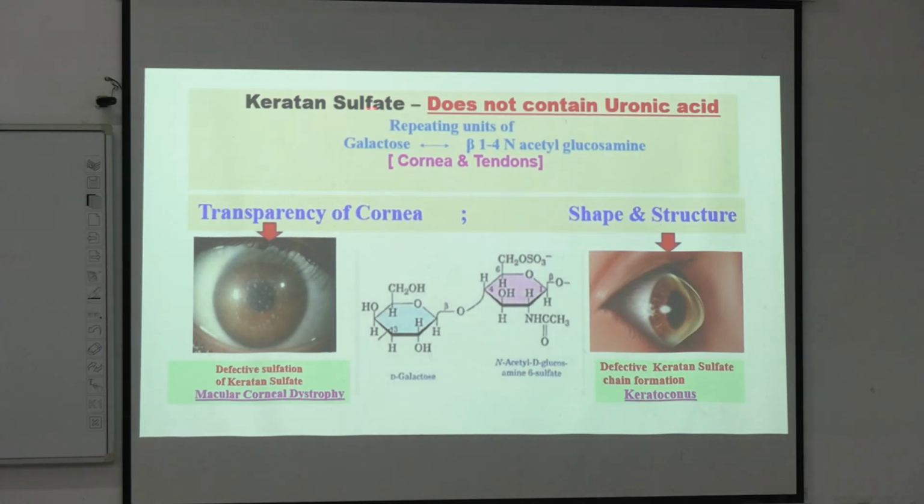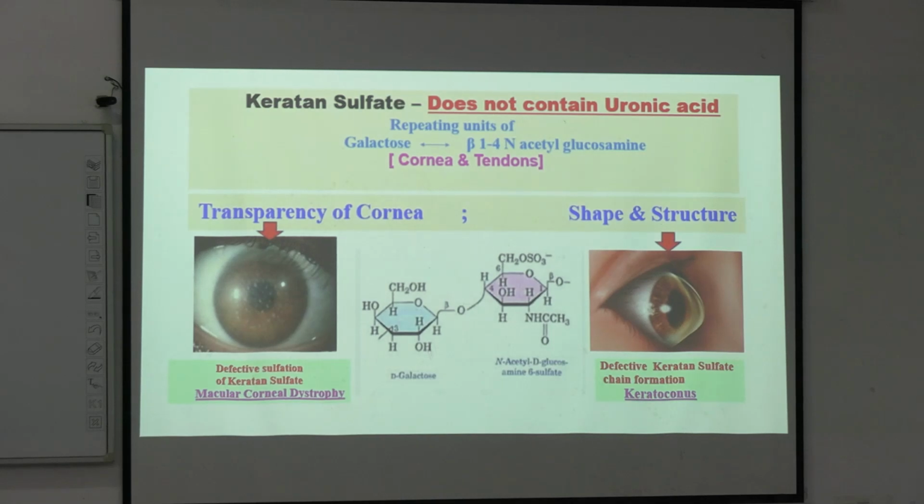Now you see, if there is defective sulfation, normally the cornea is very much transparent. Now if there is a defect in the sulfation, then you see dotted spots, white spots. That is macular corneal dystrophy. That will result if there is a defect in sulfation. Similarly, as I told you, it maintains the shape of the structure. So normally the cornea is convex. Now here, look at the cornea, it is somehow conical.